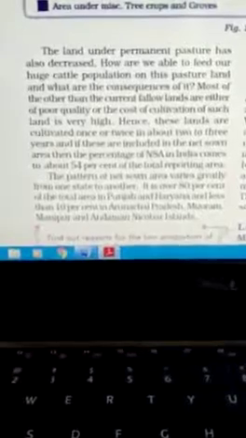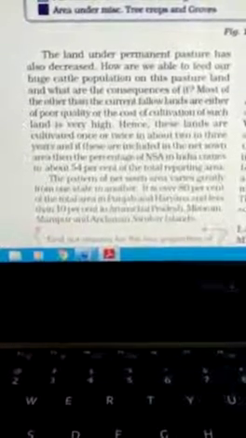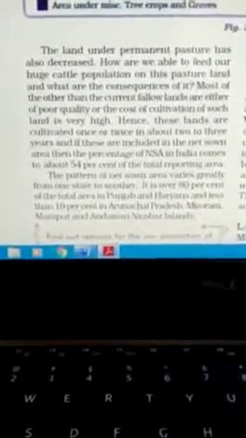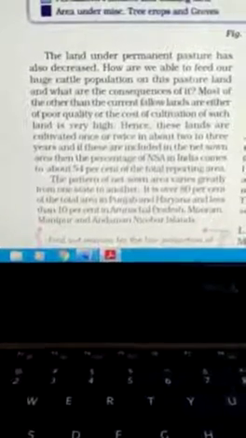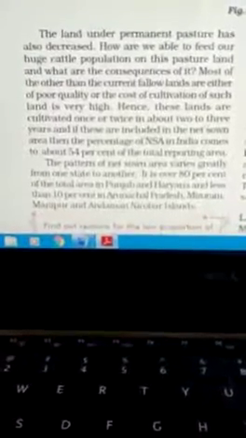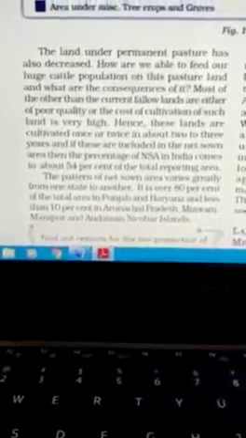How are we able to feed our huge cattle population on this pasture land, and what are the consequences of it? Next, other than the current fallow lands. We have understood that current fallow lands are lands not used for sowing at present because they are either of poor quality, maybe naturally lacking good minerals, or overused, so the fertility of the land has been reduced, or the cost of cultivation of such land is very high. Maybe they are in areas where we need to invest a lot of money for cultivation, like irrigation facilities, or need to get seeds from a very far area.